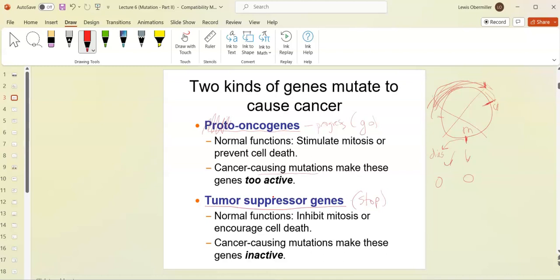So anyway, tumor suppressor genes, they're designed to stop or slow down. So these mutations make genes inactive. They no longer can stop the cell cycle. So either case, we're going to get this cell cycle to continue.